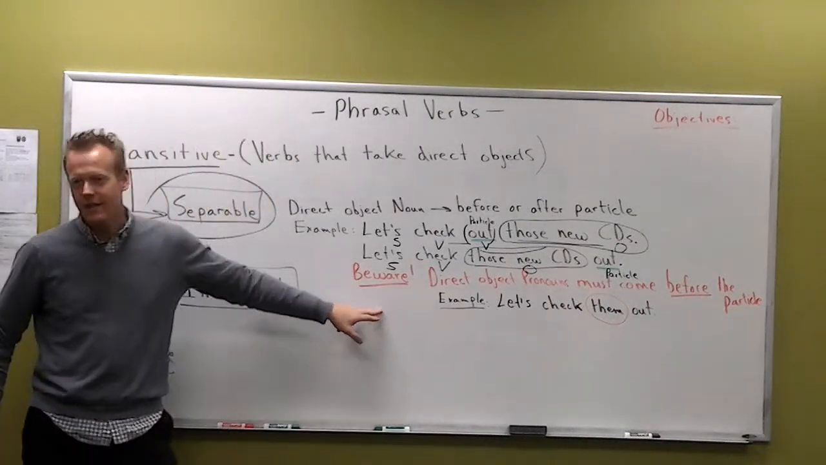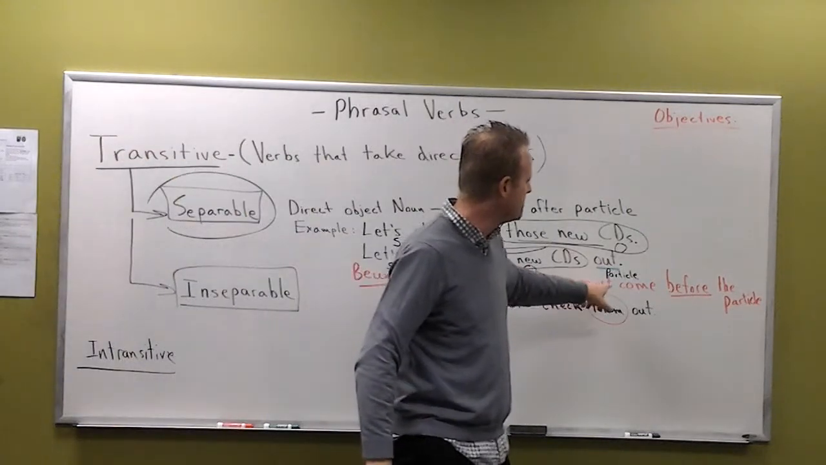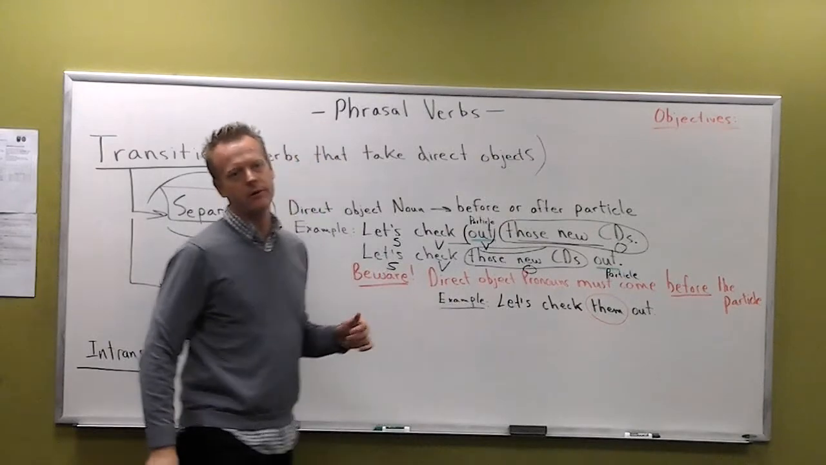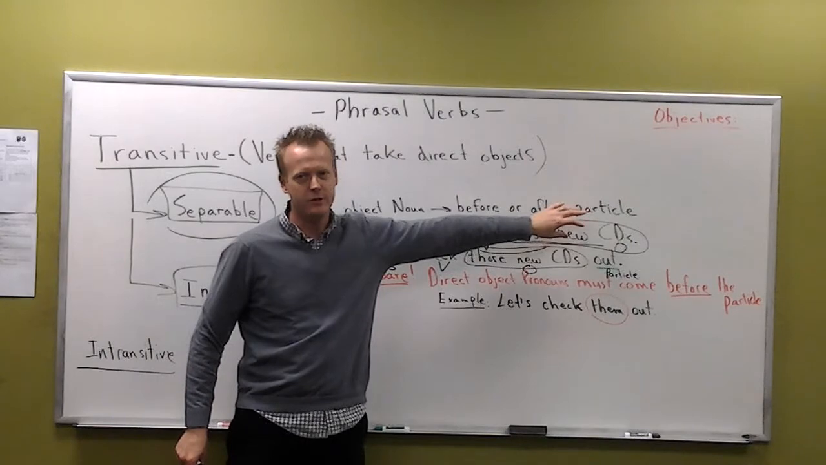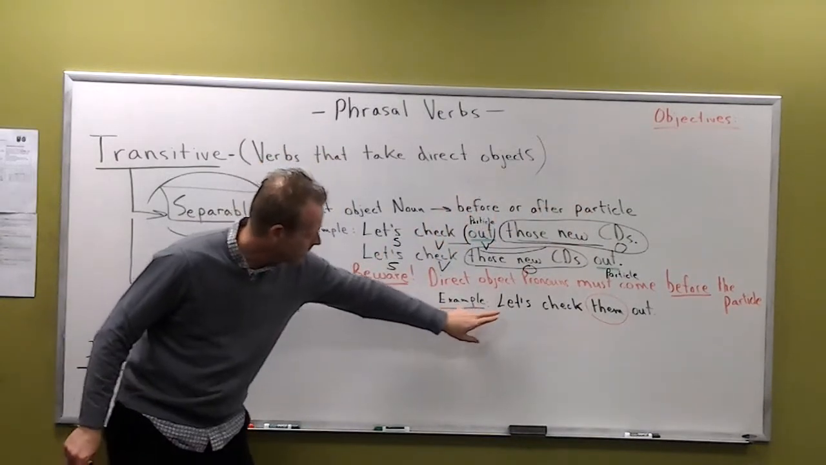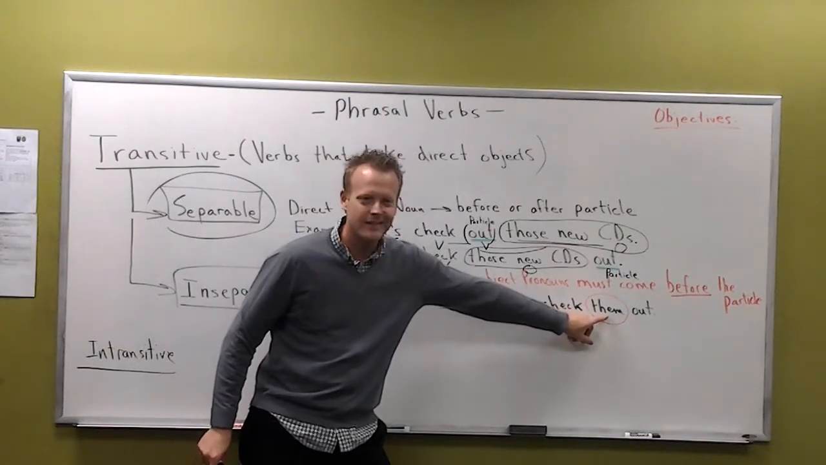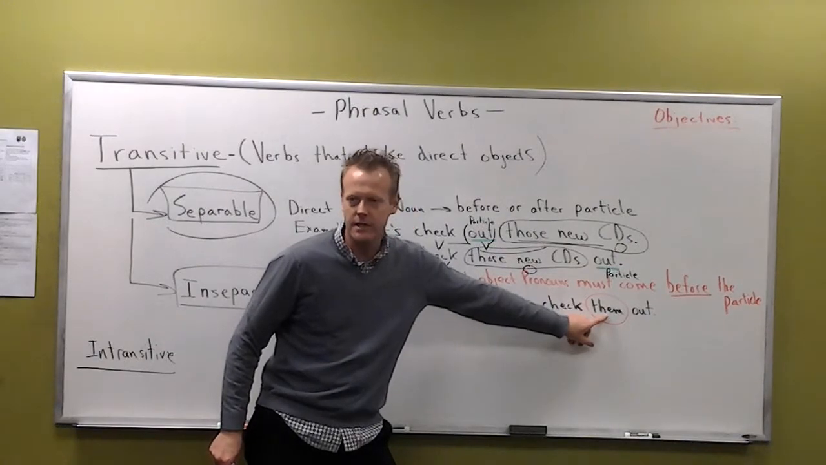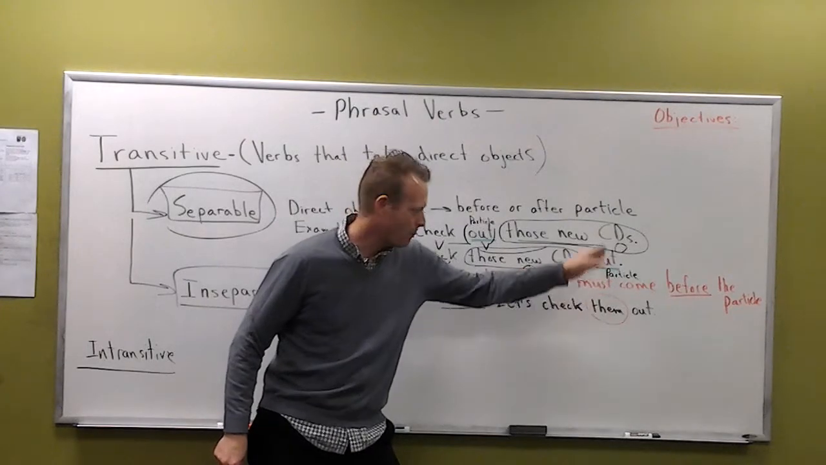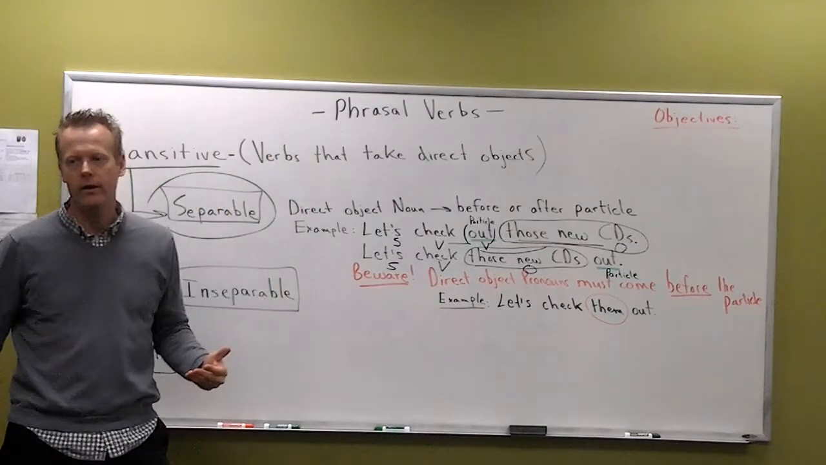All right, now listen. Beware! Caution! Be careful! I don't know how else to say this. Direct object pronouns must come before the particle. So listen, when the object of the sentence is a pronoun, a direct object pronoun, look at this example. Let's check them out. This is an object pronoun, them. Whenever the object of the sentence is a pronoun, you must put it before the particle.